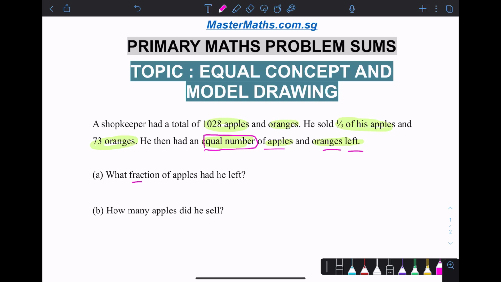Part A, what fraction of apples had he left? Part B, how many apples did he sell?